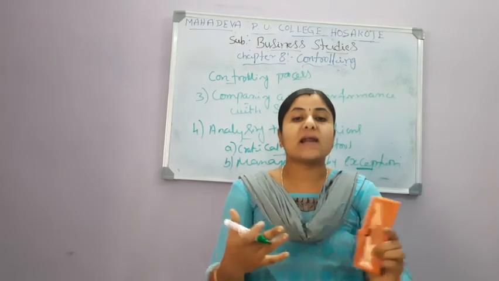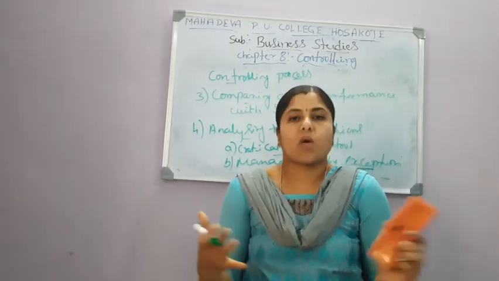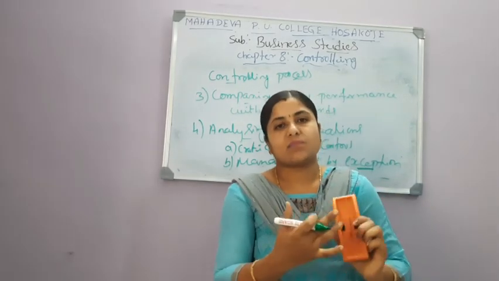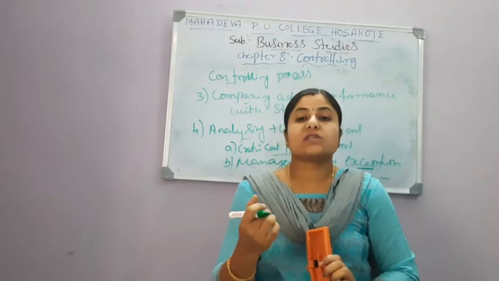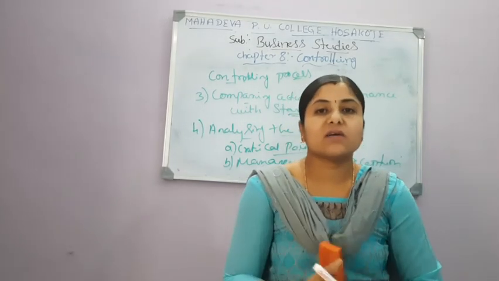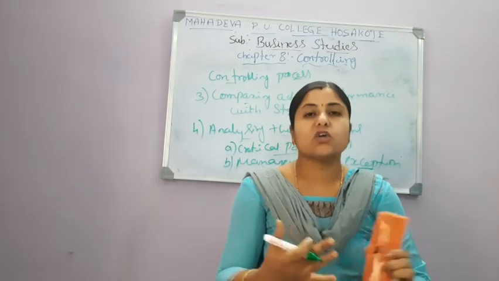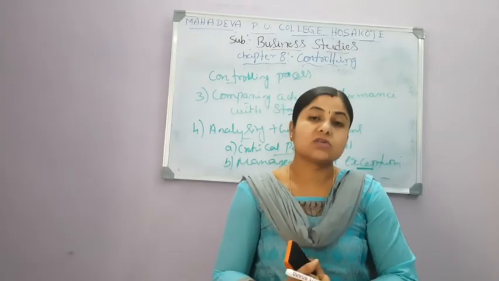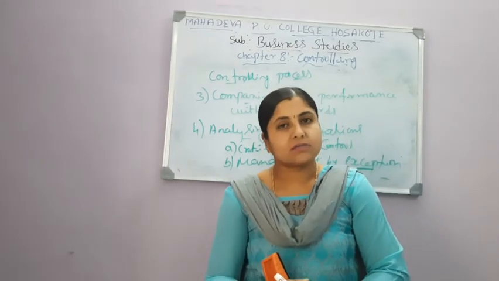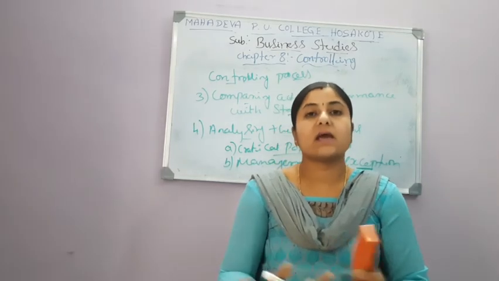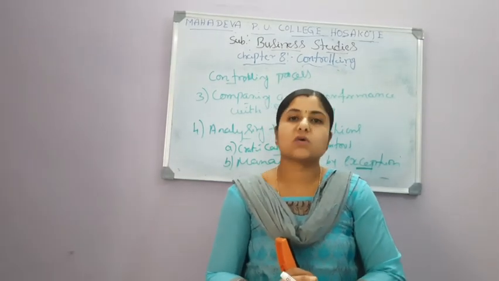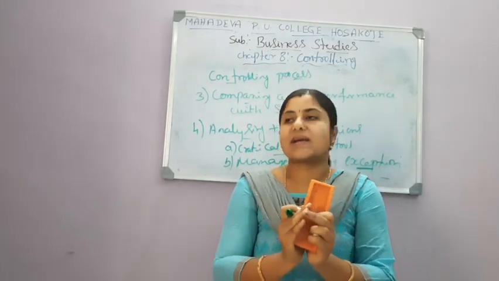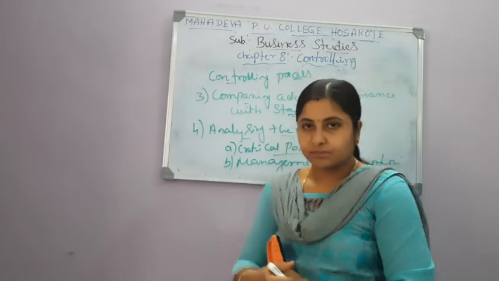For example, unrealistic standards: standards are not properly set. Sometimes a defective process is not corrected. Sometimes inadequate resources are not available properly, and at that time such problems arise. Another one is structural drawbacks. So these are the various causes that give rise to deviations.